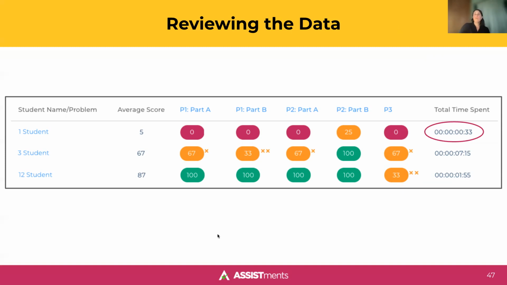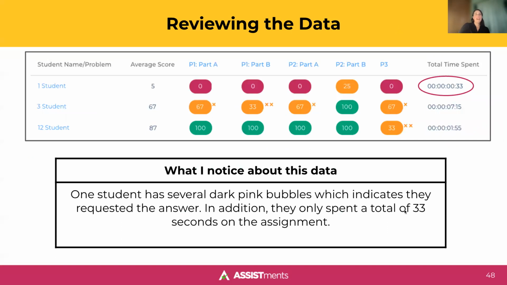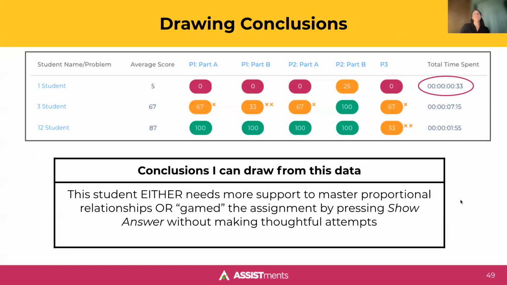All right, so let's see what pieces stuck out. One thing I noticed is that one student had several of these pink bubbles or pink chips, which indicated that they requested the answer to this problem. They had an average score of 5%. And then over on the right, I can see that they only spent 33 seconds on the assignment, especially compared to the other students in the class. That seems very low. So a conclusion that I can draw from this snapshot of data is that this student either needs more support to master proportional relationships, or they gamed the assignment by pressing show answer without making any thoughtful attempts.